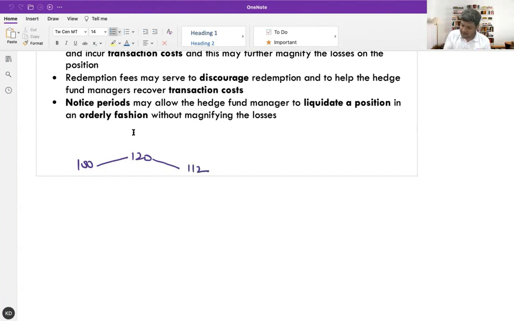But in the next year, the fund goes to 118. Should I get an incentive? Yes. No. That's called high watermark. High watermark means until the fund breaches the level above the previous high value, no incentive will be given. So until I breach 120 back, let's say from here I go to 124, only then I will get my incentive because now I have crossed 120.